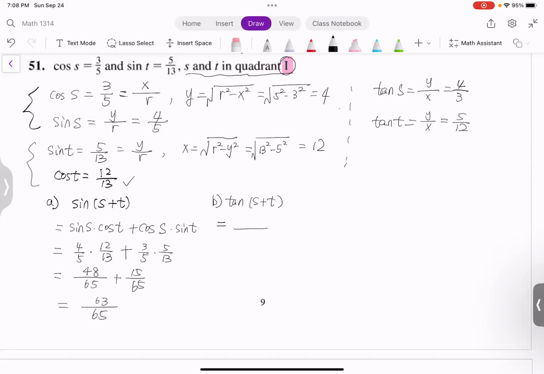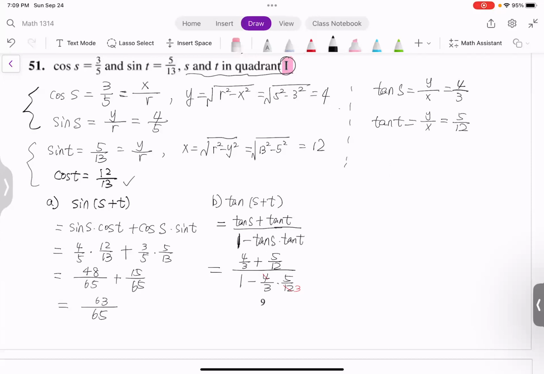So tangent of s plus t is, on the top, tangent s plus tangent t, over 1 minus tangent s times tangent t. And then plug in the values. We have 4 over 3 plus 5 over 12, over 1 minus 4 over 3 times 5 over 12. Can I do some cancellation? Yes, I think so. You see 4 and 12, I got 3 left. And yeah, no more cancellation.